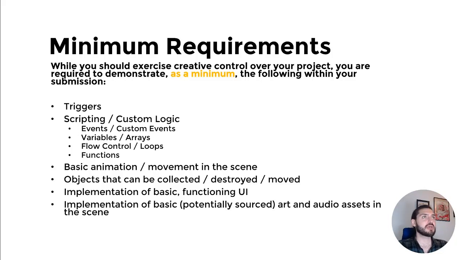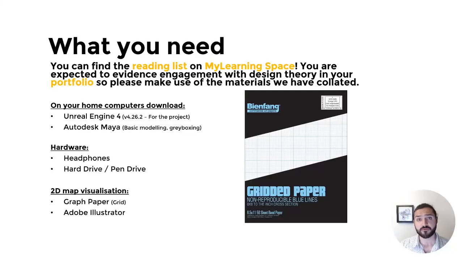So this doesn't have to be health bars if it doesn't fit your project. If that is dialogue or subtitles on the screen, that's also perfectly fine. If it's demonstrating collectible keys, that also works. And also the implementation of basic, potentially sourced art and audio assets in the scene. So this would be you importing an art asset that you've created yourself in Maya, or that you've downloaded from, say, TurboSquid or any of the other sort of free 3D sites out there.